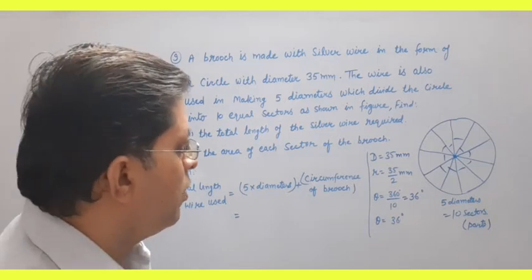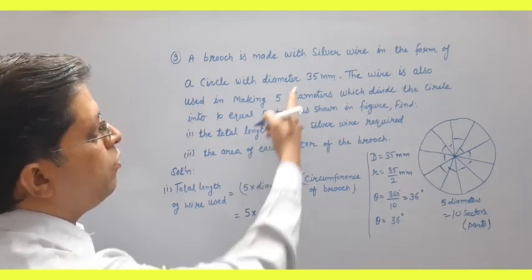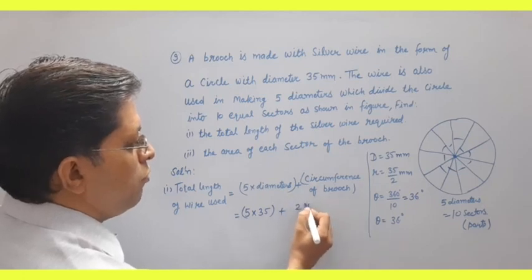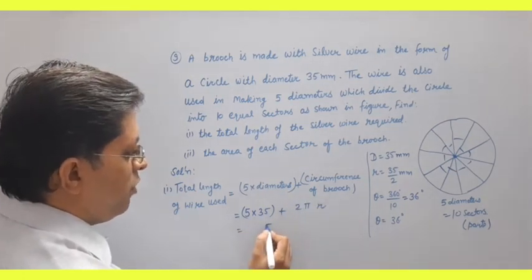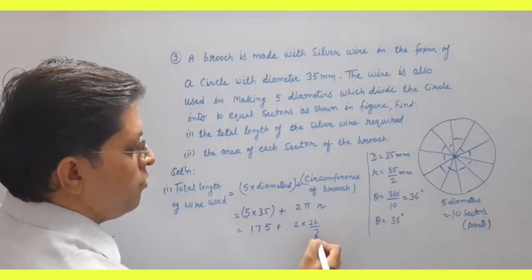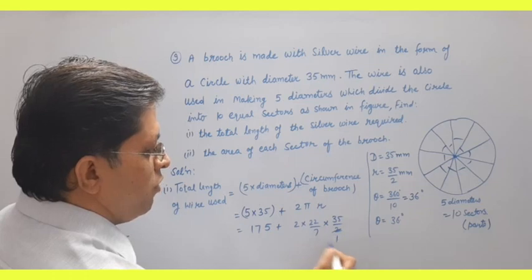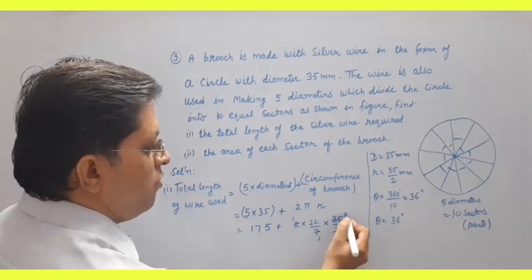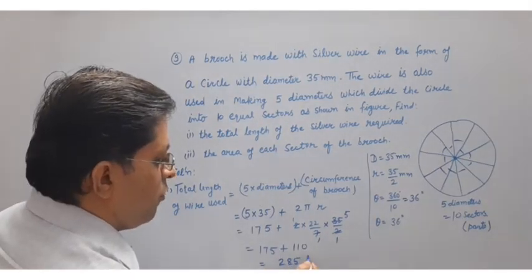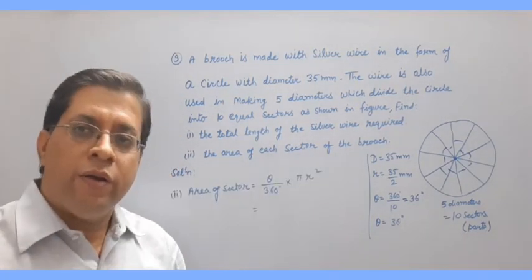Now, r we know, theta also we know. 5 into diameter. The diameter length is 35, so 5 into 35. Plus the circumference of the circle, 2 pi r. 2 into 22 upon 7, and r is 35 upon 2. Cancelling, this is 175. So this is your 285 millimeter. This is your answer.